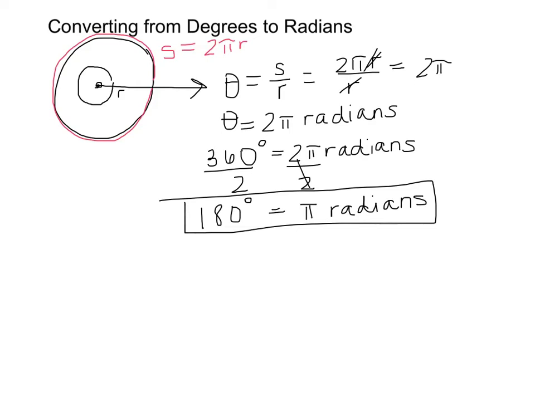Therefore, anytime you have to go from degrees to radians, you're going to use this formula. So if they ask you to convert degrees to radians, you're going to use this simple conversion, that the degree that they give you, you're going to multiply that by what we just learned, in order for our units to cancel.